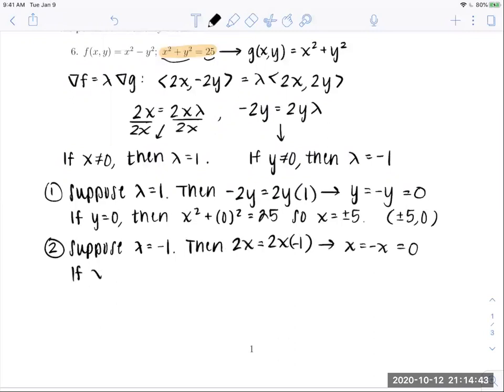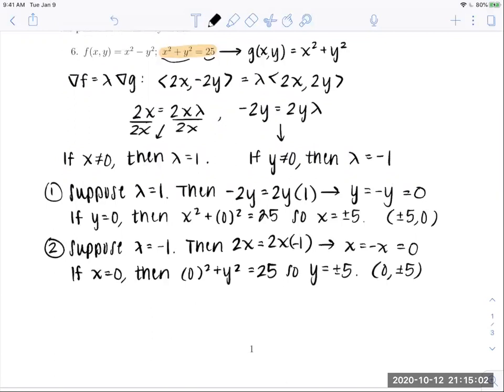Plugging into the constraint, if x equals 0, then 0 squared plus y squared equals 25. So y is plus or minus 5. So we get the pair of points 0, plus or minus 5.